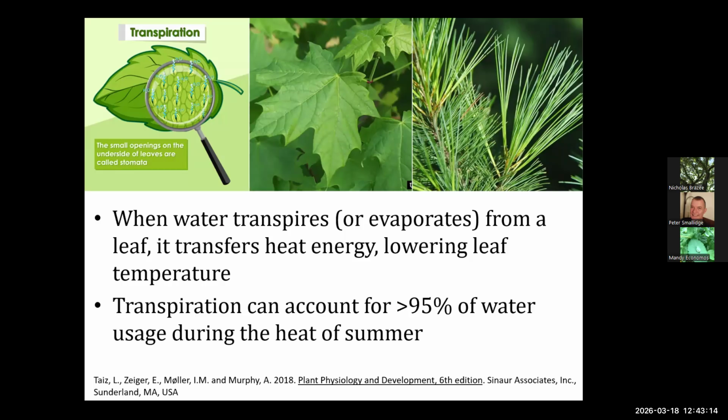And one of their primary ways in which they do that is they transpire water. So water is released from the stomata, it evaporates from the surface of the foliage, and in doing so, it transfers heat energy, lowering the leaf temperature so that the leaf doesn't overheat and disrupt all those cellular processes. During the heat of the summer, transpiration can account for more than 95% of water usage. So we think, trees have gotten through the spring period, all their tissue is developed and hardened off. They shouldn't need as much water during that time, but the reality is they're churning through these huge amounts of water just to cool down during the heat of the summer. So that is potentially a problem.